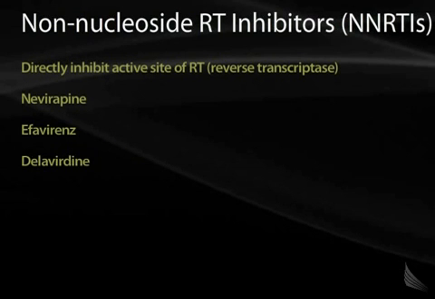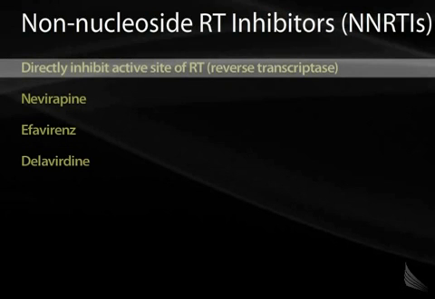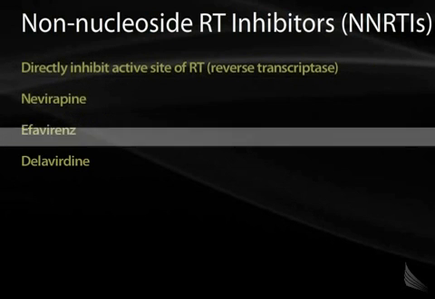Another class of medications, the NNRTIs, or the non-nucleoside reverse transcriptase inhibitors, work by directly inhibiting the active site of reverse transcriptase. They include the medications nevirapine, efavirenz, and delavirdine.